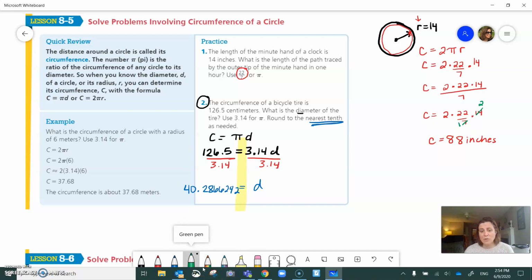Tenth is where a dime would go if it was money. So this digit here is going to be the one that gets rounded one way or the other. So we look at the number next to it. It's bigger than 5. So that means that this 8 is going to get rounded up to a 9. So the diameter equals 40.2866242.